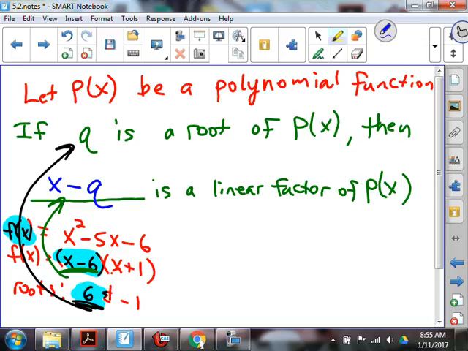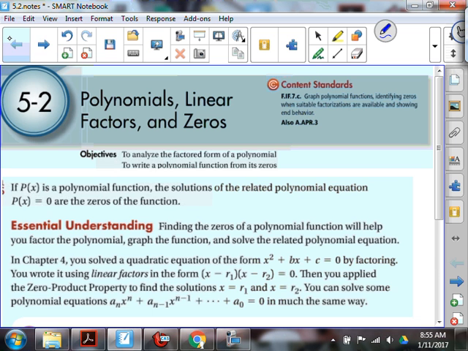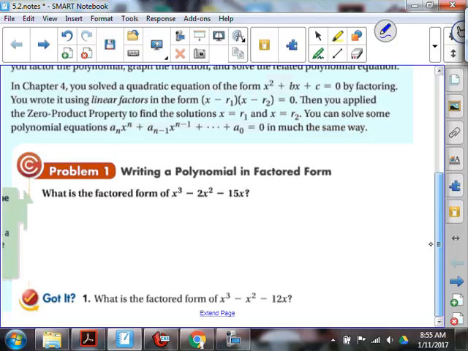Okay. Example. Where'd example 1 go? Oh, it's got to be down here somewhere. There it is. Example number 1.